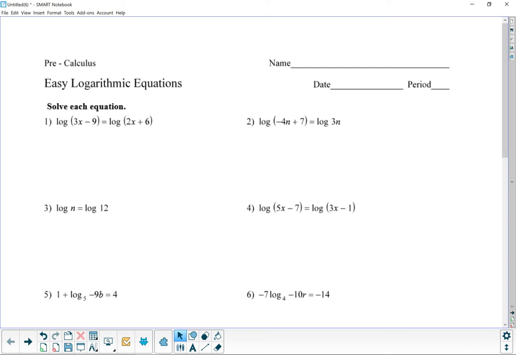All right, everyone. This is homework for tonight. Easy logarithmic equations. I mean, it's really just logarithmic equations, but these are a little bit on the simpler side. So let's get going on number one.